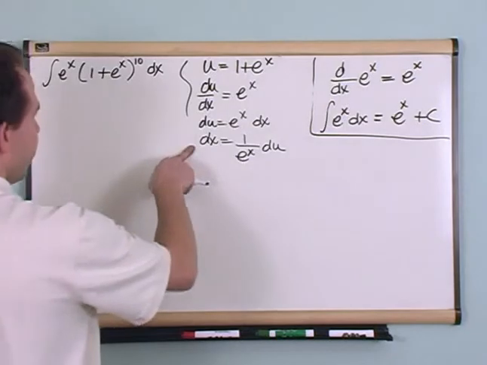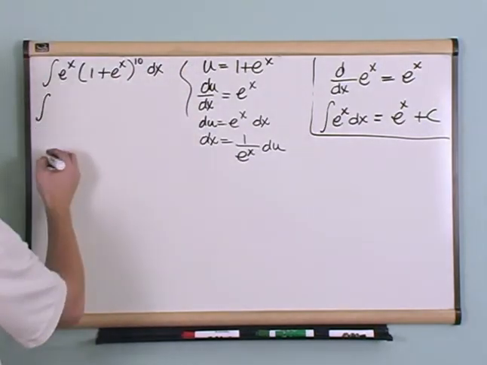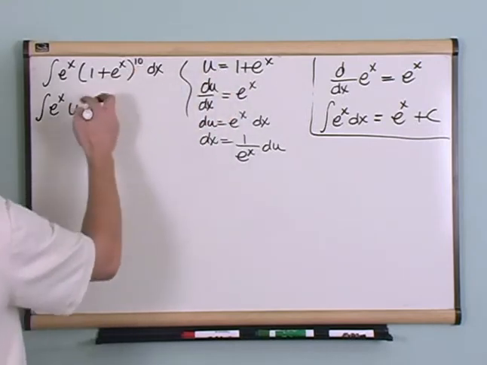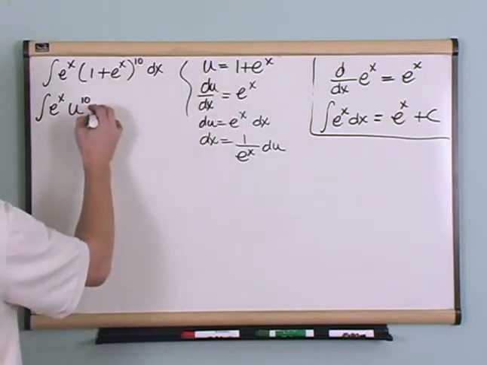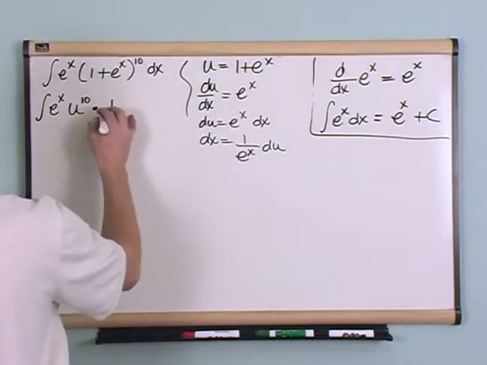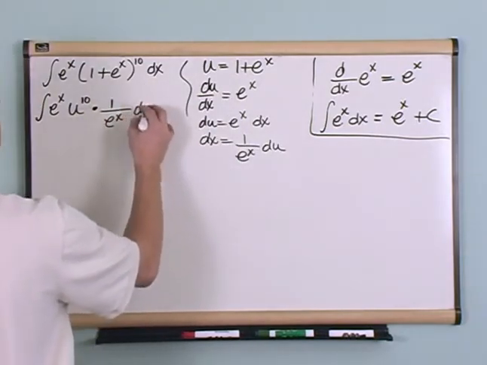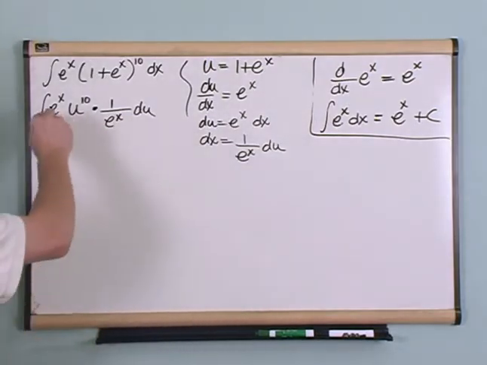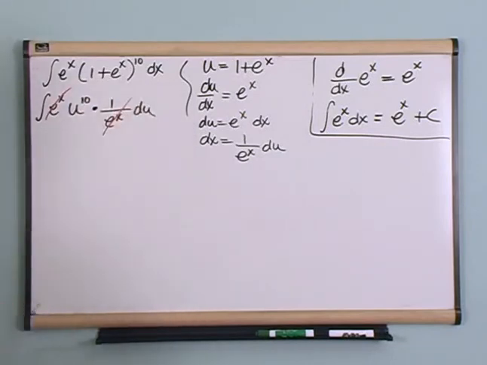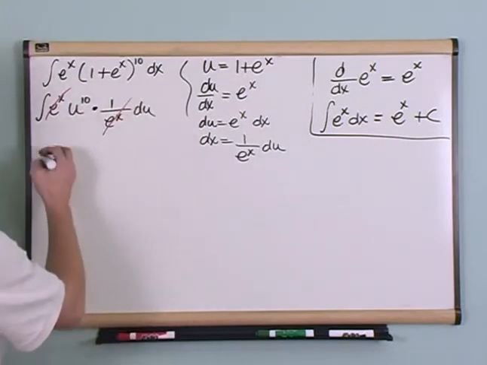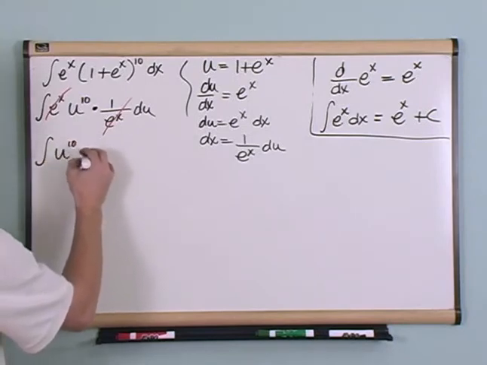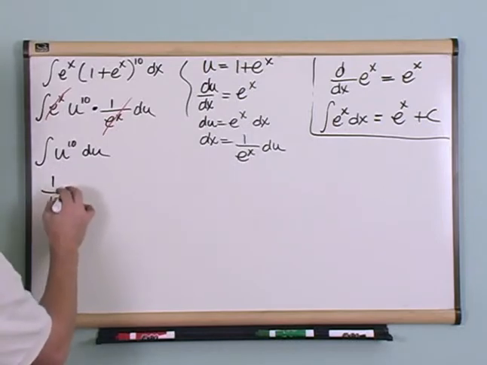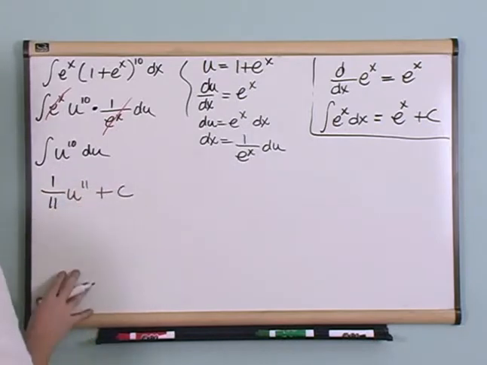So again, this is the important piece of information. So you have the integral of e to the x times u to the 10th power. Don't forget that. And then dx, look what I have here, 1 over e to the x du. Now look, it follows the same pattern as the other section in substitution. Make a substitution and a nice cancellation occurs, which is exactly what I want. So it's the integral of u to the 10th power du. You already know how to integrate that. It's 1 over 11 u to the 11th power plus a constant.